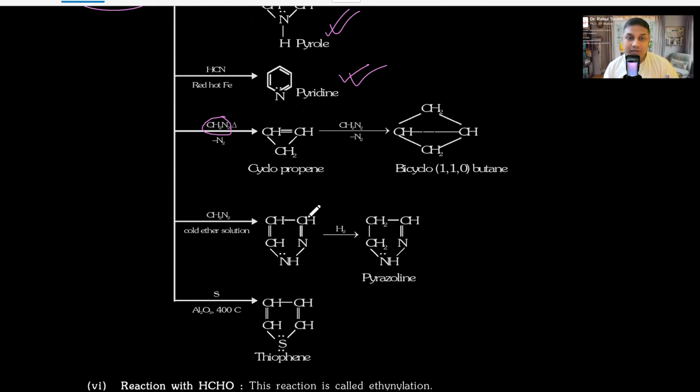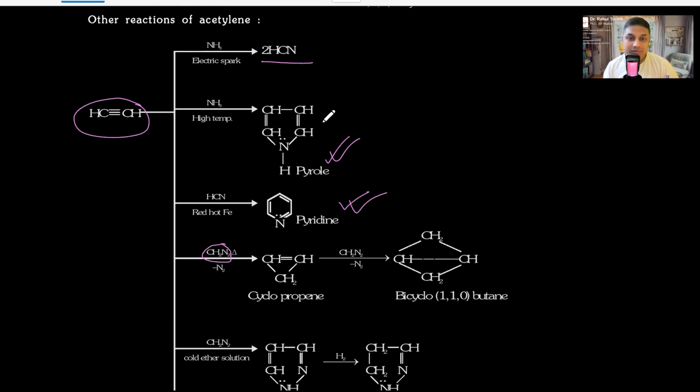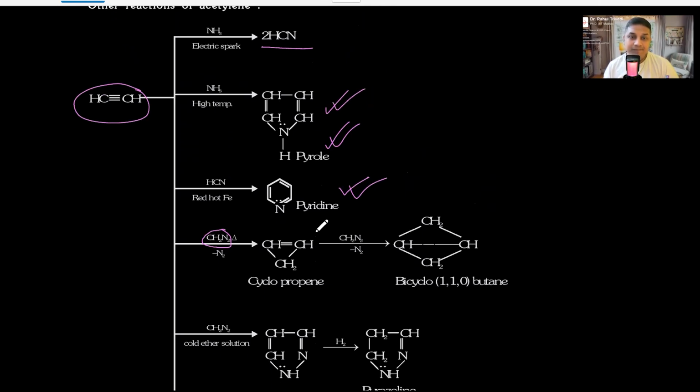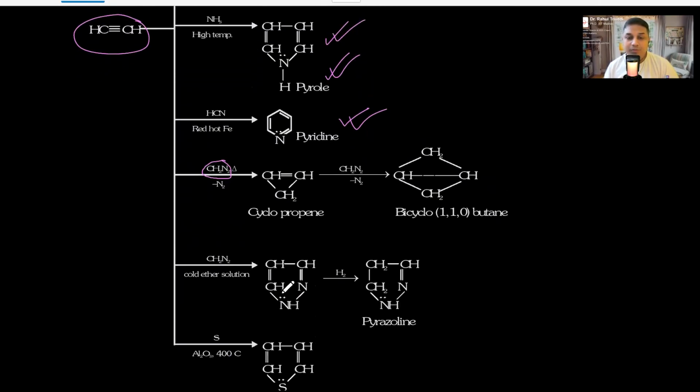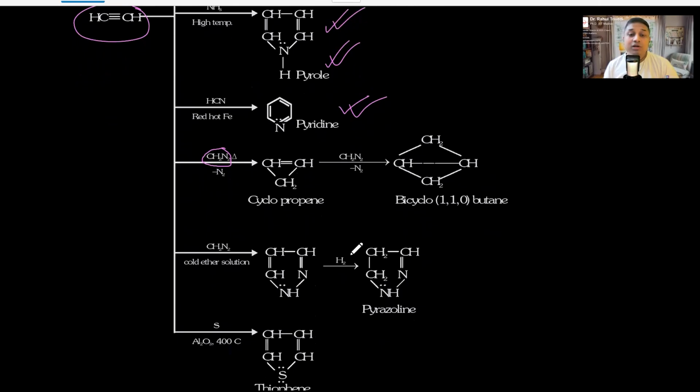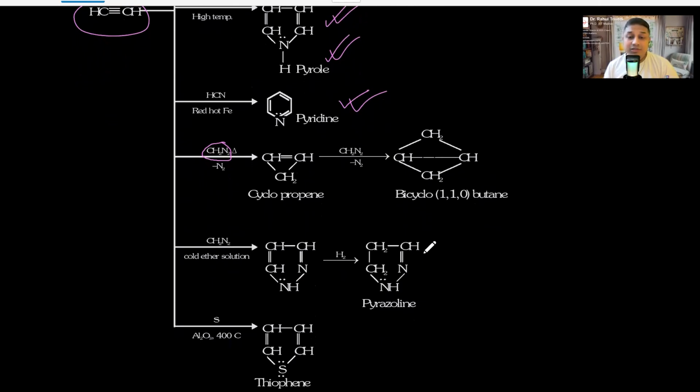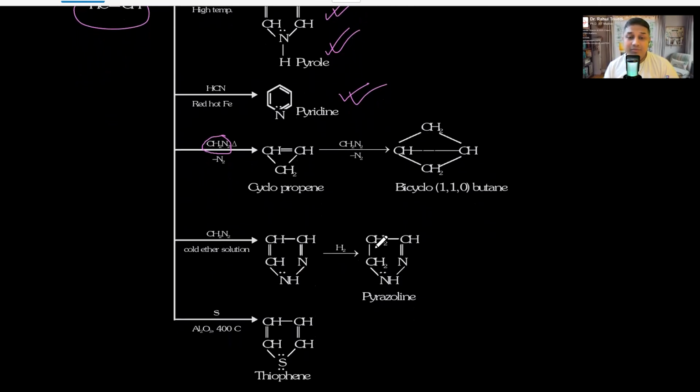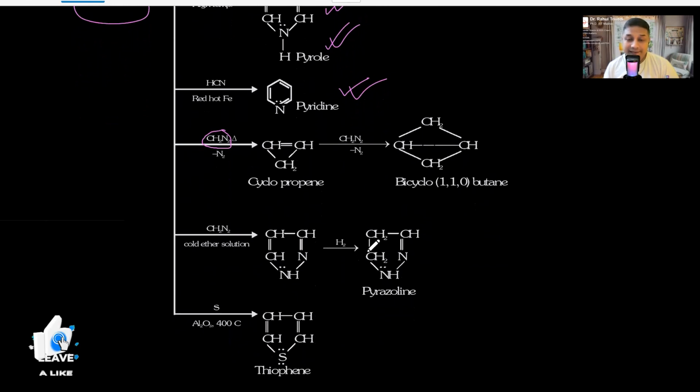This is pyrrole only, our pyrrole, which you have seen above. Yeah, this is pyrrole only. So pyrrole turns into, in the presence of hydrogen gas, the double bond breaks. One of the double bonds, CH2 formation will happen. This is pyrazolene. Yes.